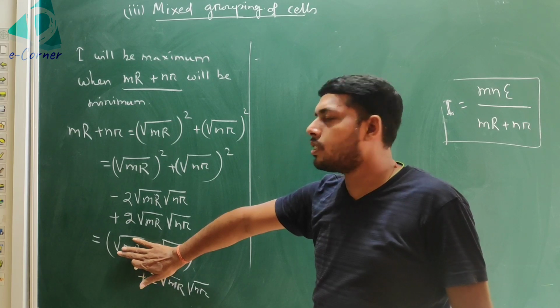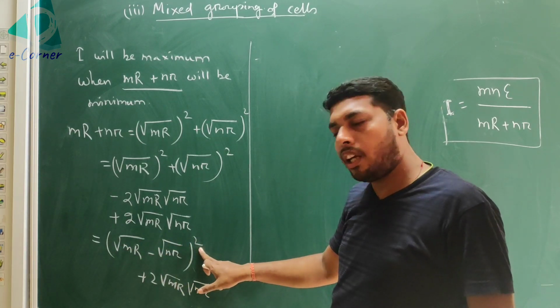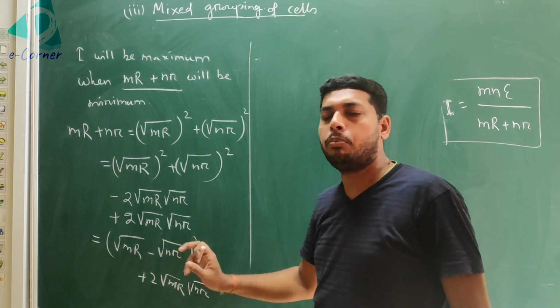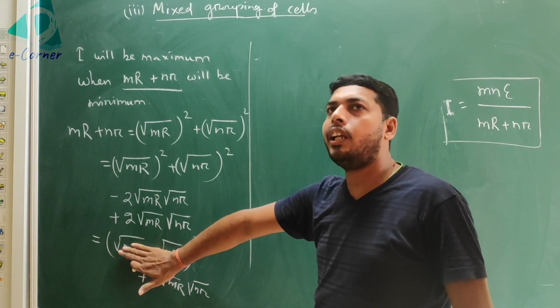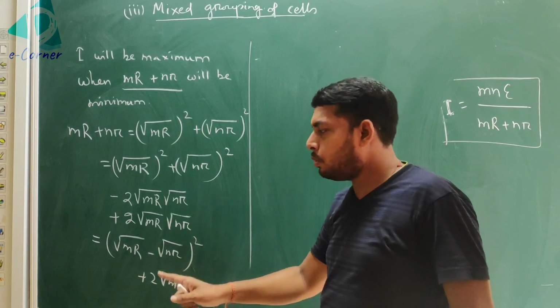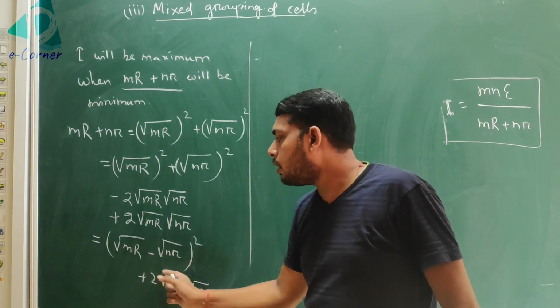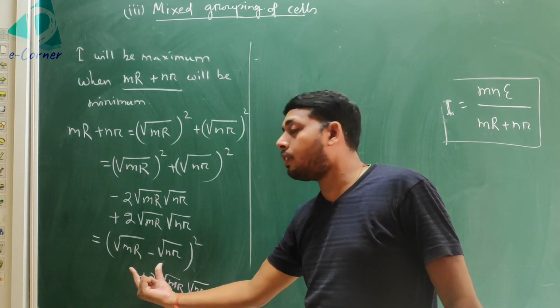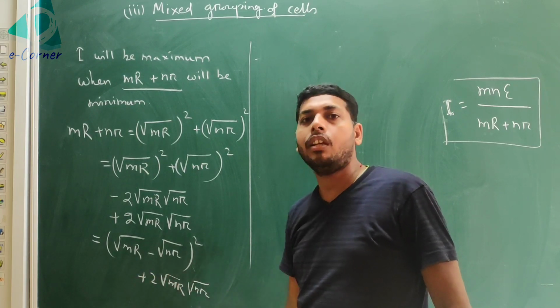Only remaining thing is this one. And since it is square, obviously it will come as positive. Suppose this is negative also, then the square of that negative value will come as positive. So what should be the value of this one so that this term is minimum? It must be 0.